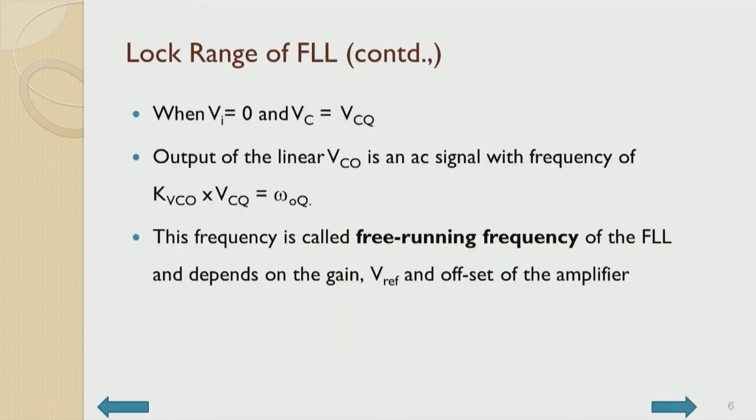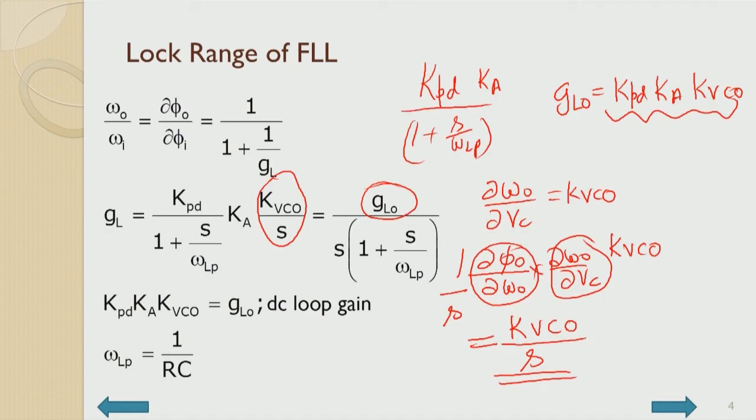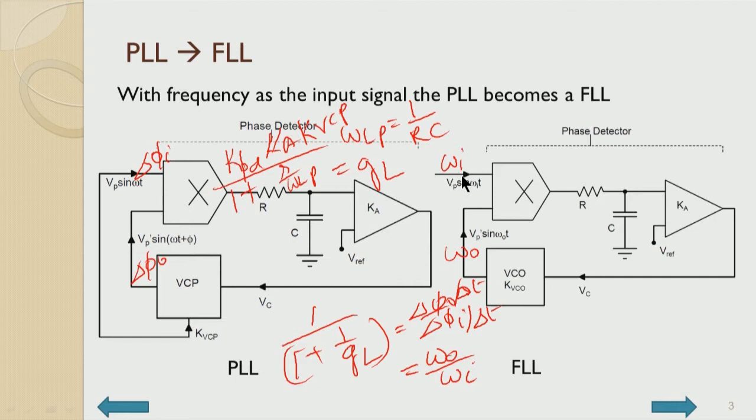So, let us now consider the lock range of this PLL. When the input voltage VI is 0, nothing is applied to the input, it is just grounded. Let us go back to the loop. Here the input is not connected. Then what happens? This is a multiplier. If one input is 0, theoretically the output has to be 0. That means nothing happens here, other than remaining in whatever state it was earlier, the quiescent state. So, Vc is at a certain quiescent state by design. Let us say it is at Vcq.